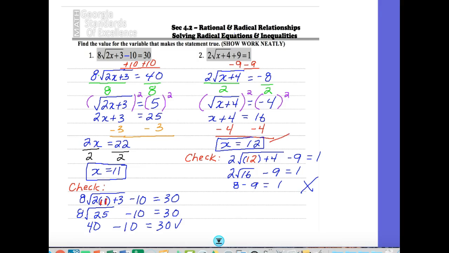So this does not work. This is called extraneous. So it's always important to check your work when you do these types of problems, because sometimes you get what's called an extraneous solution. We think it works, we think it's the actual solution, but it proves our equation to be false. So there is no solution here on number 2.